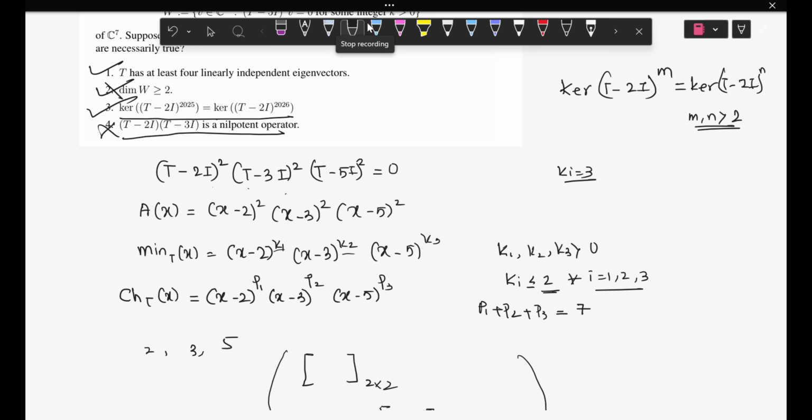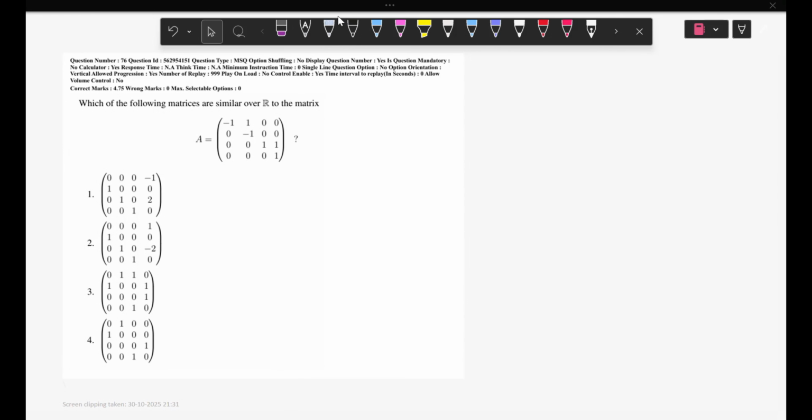We are heading on to our next question. This is what our next question is. Our next question is saying: which of the following matrices are similar over R to the given matrix?